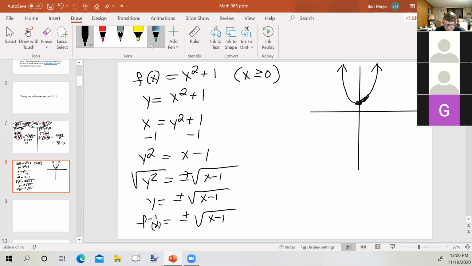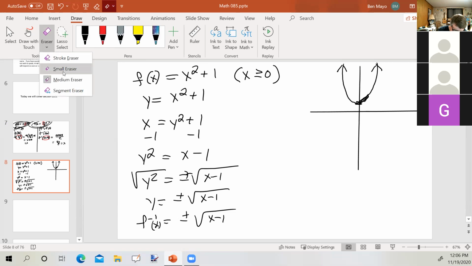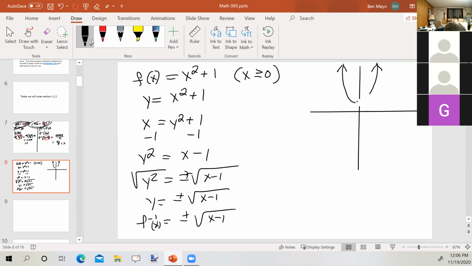Yes. So that's the graph of y equals x squared plus 1. Is that a one-to-one function? No, it's not, is it? Because it passes the vertical, but doesn't pass the horizontal.